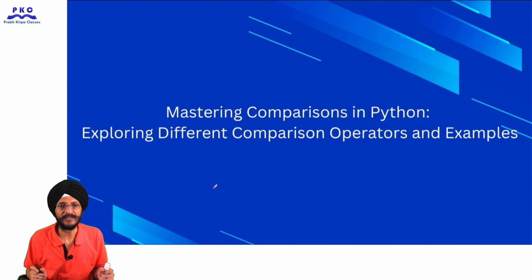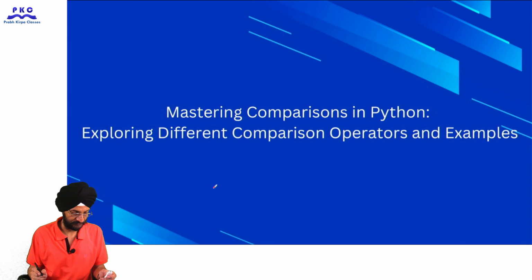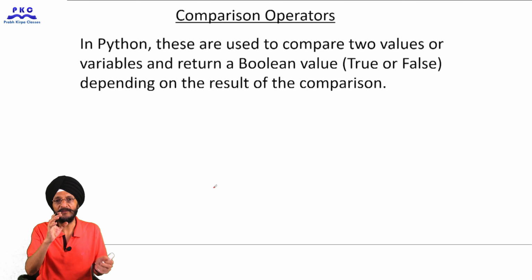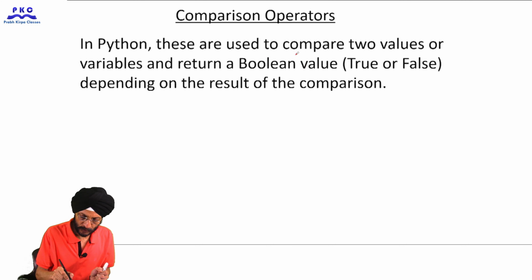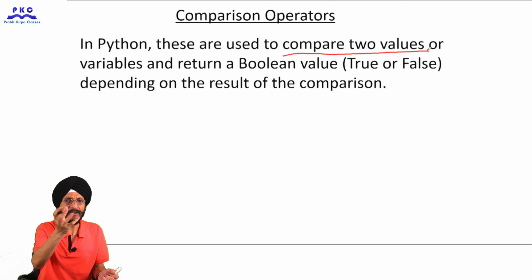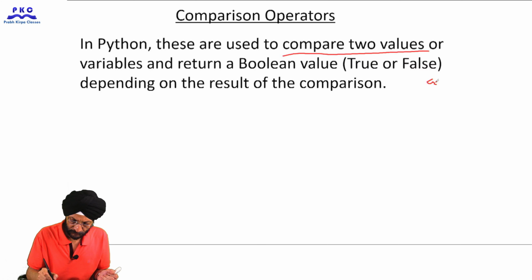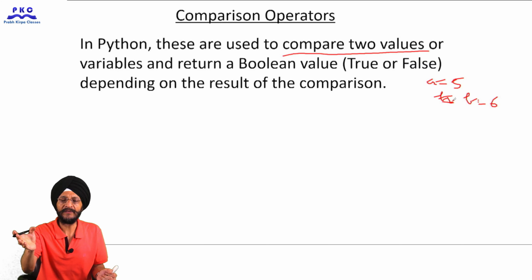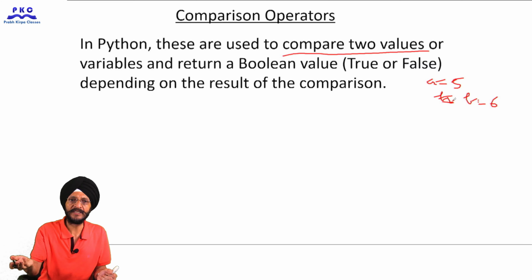Now the topic before us is mastering comparisons in Python, exploring different comparison operators and examples. First of all, what is the meaning of comparison operators? In Python, comparison operators are used to compare two values or variables. What is the value or variable? You already know. Suppose A is 5, B is 6. So A is a variable, 5 is a value, B is a variable, 6 is a value.